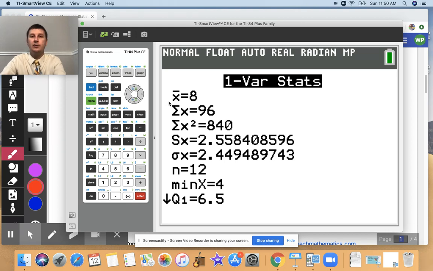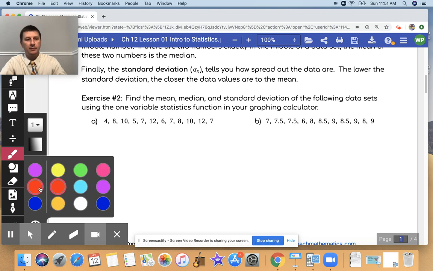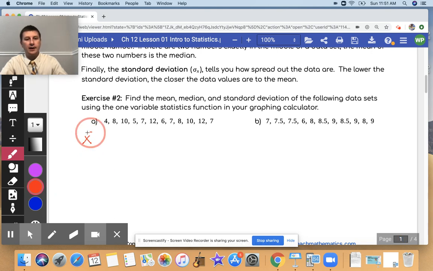So that's the first thing we wanted to find, which was the mean. So let's go back to our problem over here. And we could write that X bar. We don't have to write the word mean. You can if you'd like, but we know that our X bar, or our mean, is going to be 8.